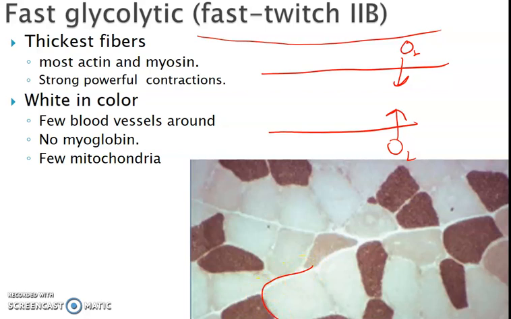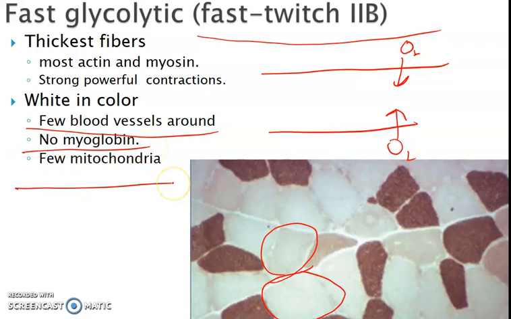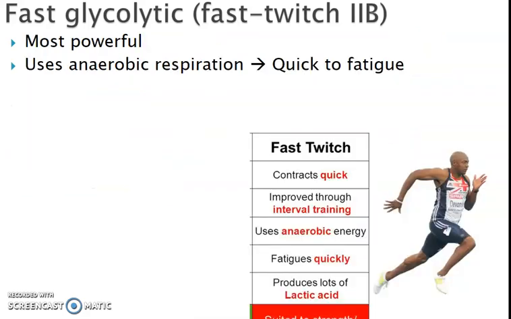So these would be the fast twitch glycolytic. Few blood vessels because not using oxygen. Oxygen can't get in. No myoglobin because it's not using oxygen. Few mitochondria because it's not using oxygen. So this is what I should have been using in that second race. Contracts quickly and improves through interval training.